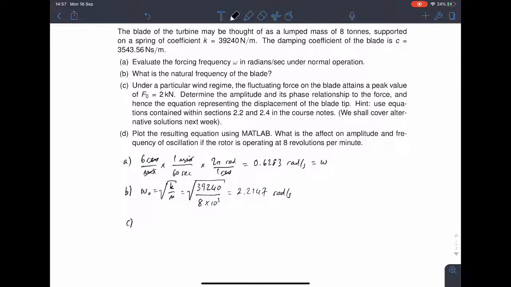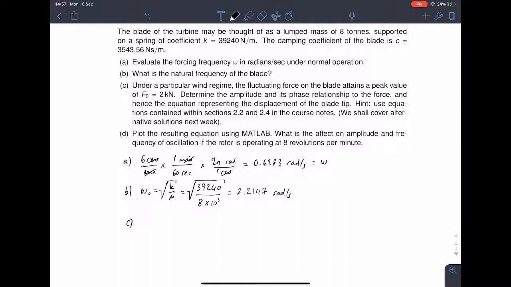Now part C says, under a particular wind regime, the fluctuating force on the blade attains a peak value of 2 kilonewtons. So that's our amplitude of the forcing function. Then it says determine the amplitude and its phase relationship to the force, and hence the equation representing the displacement of the blade tip.